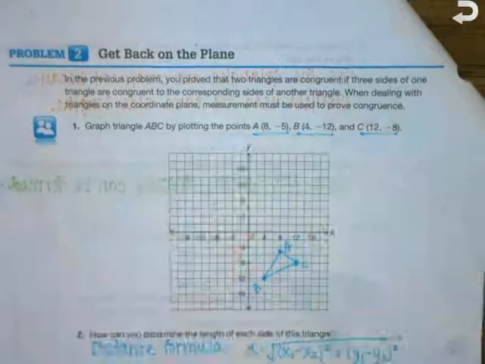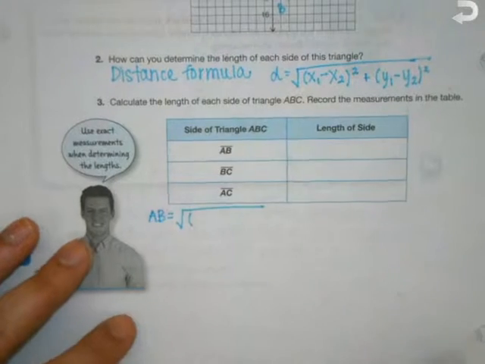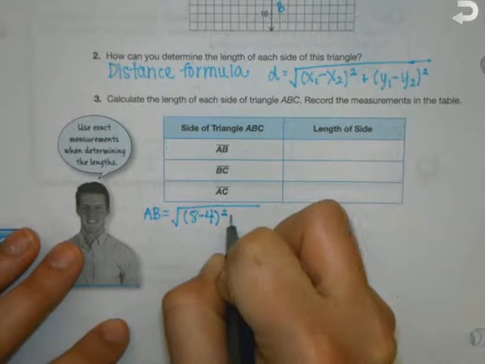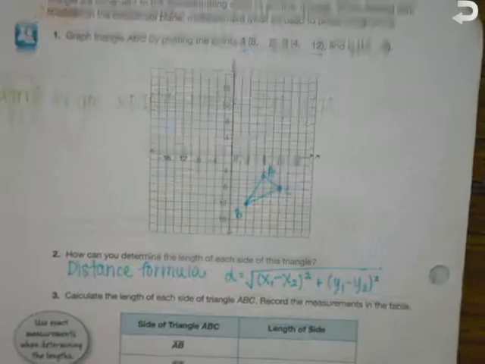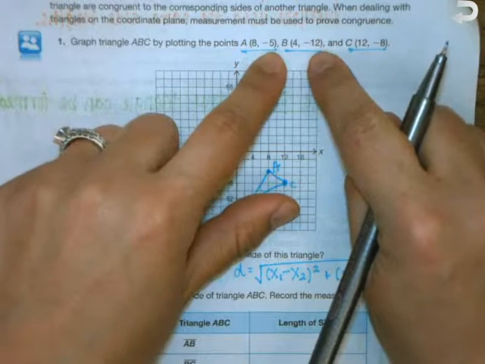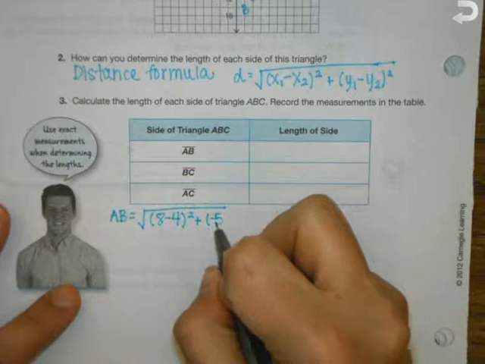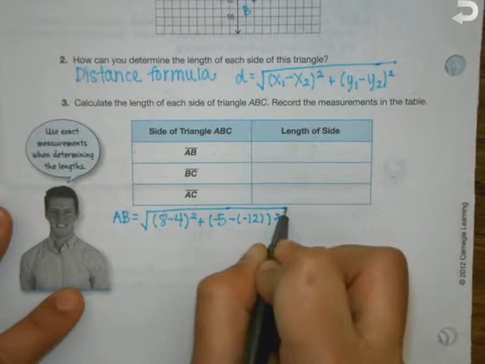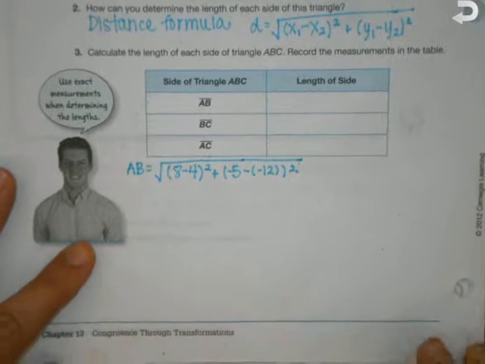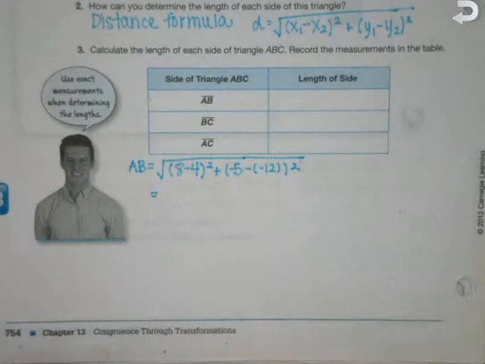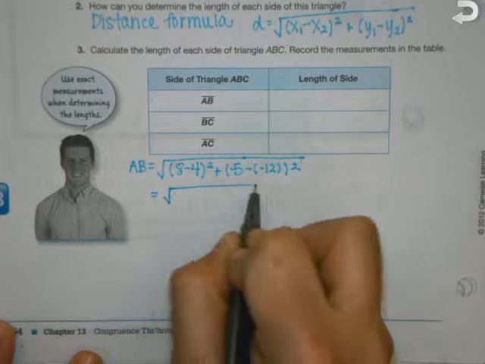8? Okay, so that's going to be in parentheses, 8 minus 4, squared, plus, now since I used 8 as my x1, which y do I have to use as y1? Negative 5. So that's going to be negative 5 minus negative 12, squared. Equals, inside the big square root.